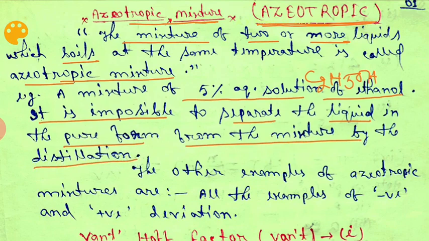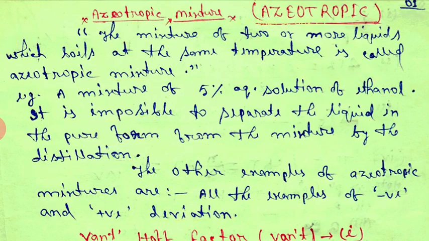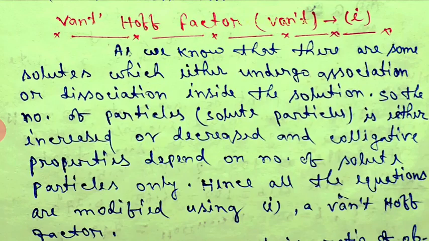You have read two or more liquids can be separated from each other by the method of distillation, either simple distillation or fractional distillation. The other examples of azeotropic mixtures are all the examples of negative deviations and positive deviation. You have read about the negative or positive deviation, and you have read that azeotropic mixture is a mixture of two or more liquids.